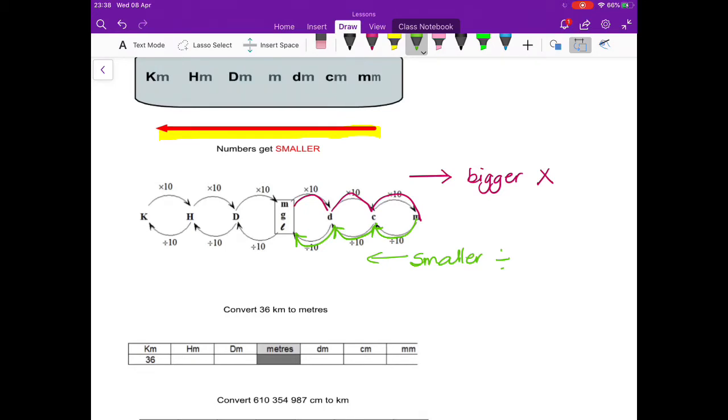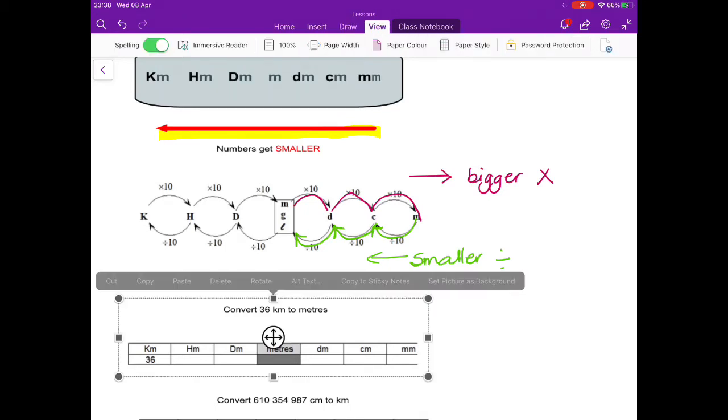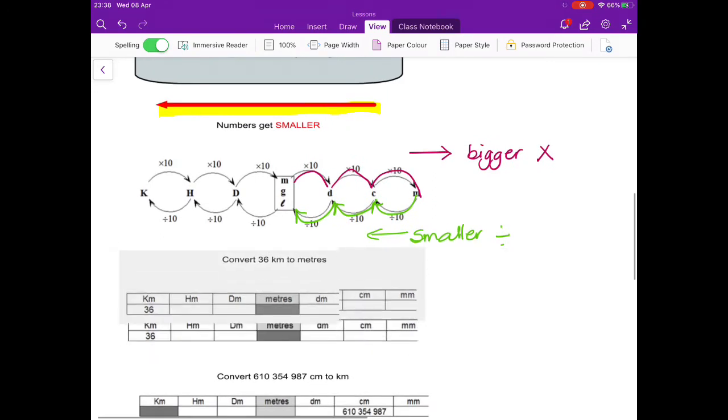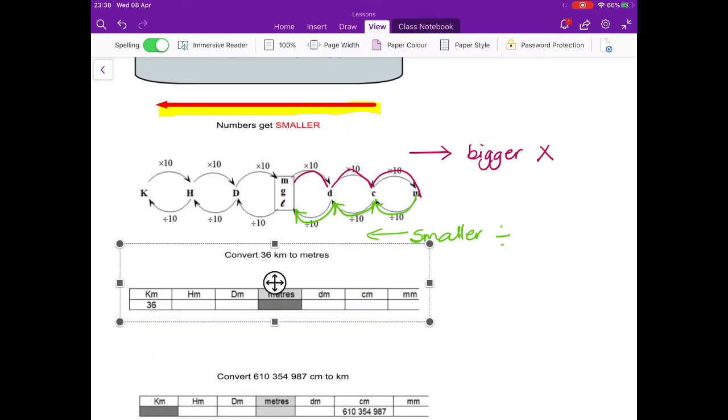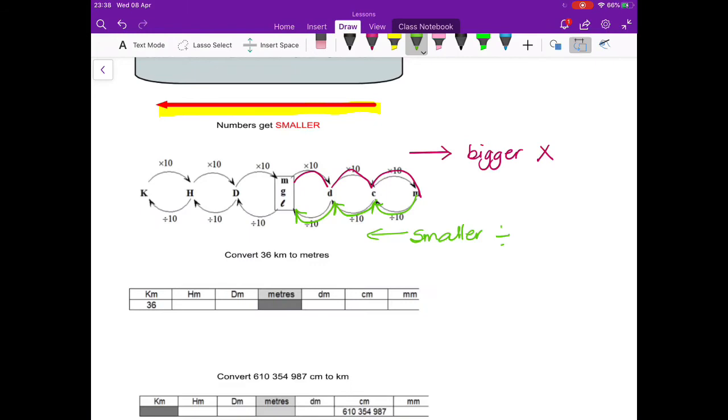So let's have a look at this one. You've been asked to convert 36 kilometers to meters. The first step is to look in your table. Here are kilometers, here are meters. I'm going in this direction, my number is getting bigger, so I'm going to multiply.